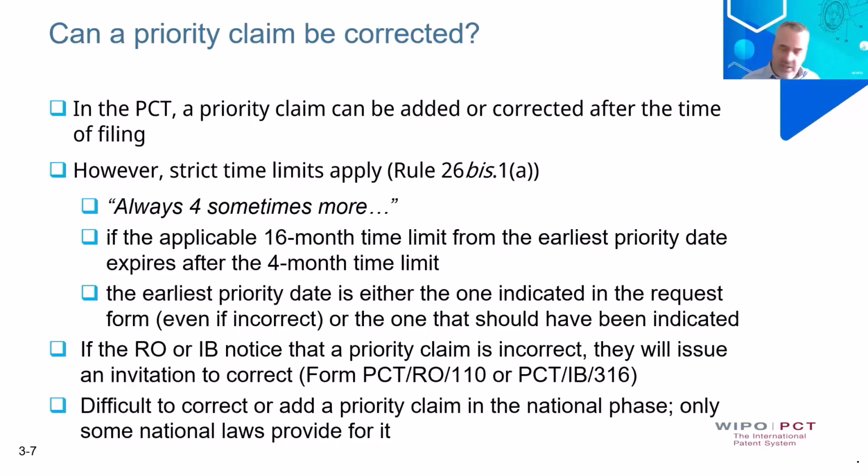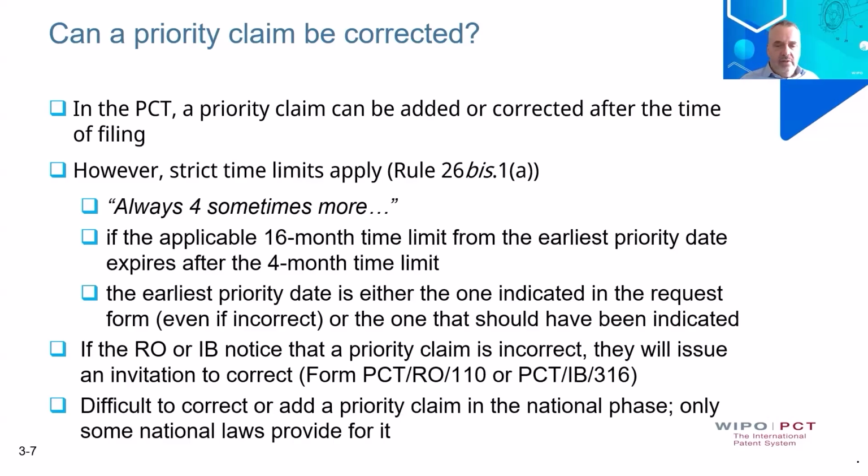If you get one of these forms, it's really important that you take a close look as to what might be the matter and to check whether you still have the possibility to timely request a correction or an addition of a priority claim. Of course, for the receiving office and for us, it's difficult sometimes to know that there's something wrong with a priority claim.